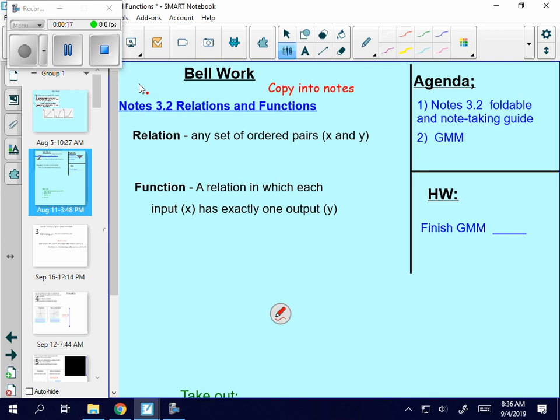So the first is the definition of a relation. That's a set of any ordered pairs x and y. So anything we put on a graph will always be a relation. To be a function, it is still a relation, but in this case, each input or x value has exactly one output or y value. So today we're going to see how that works.